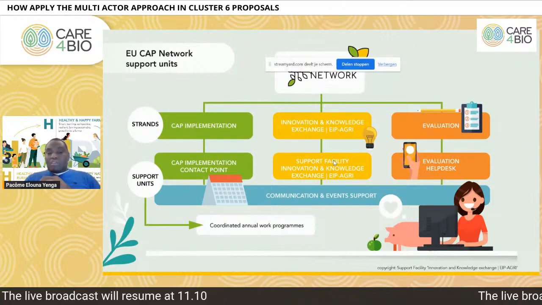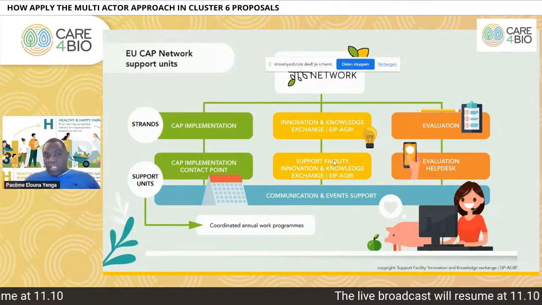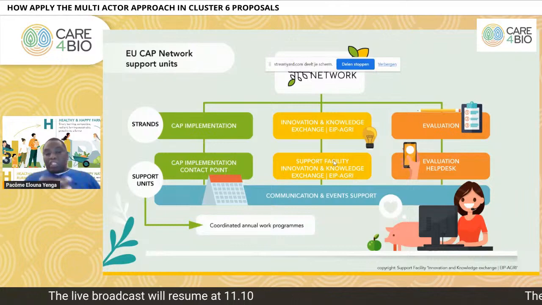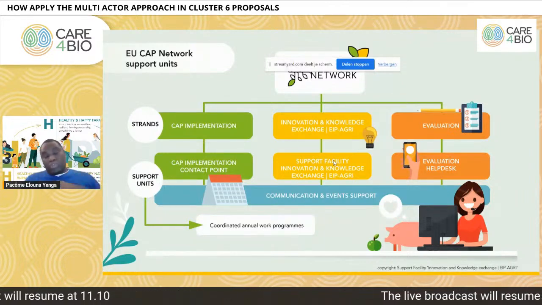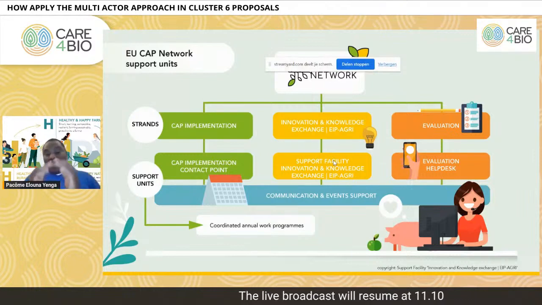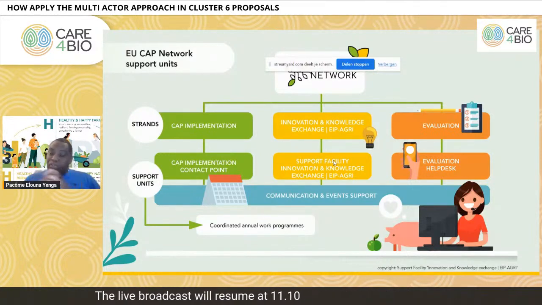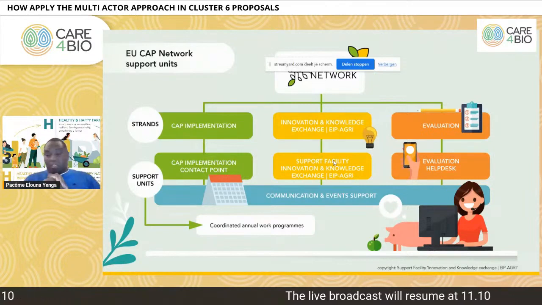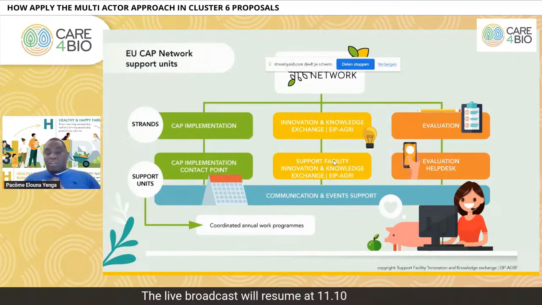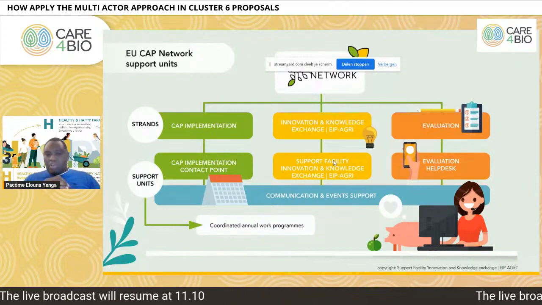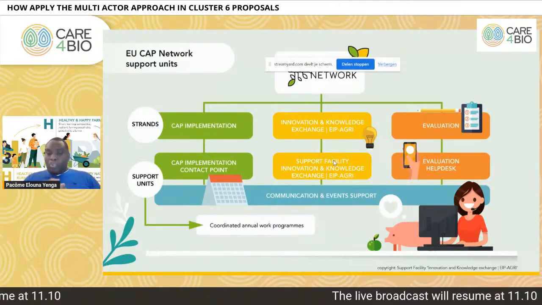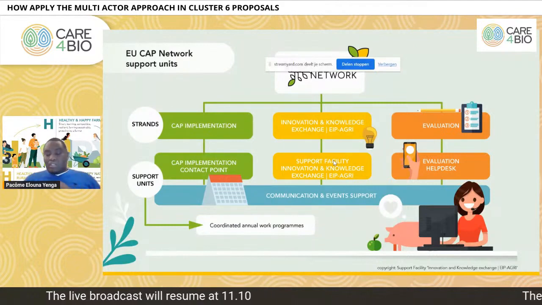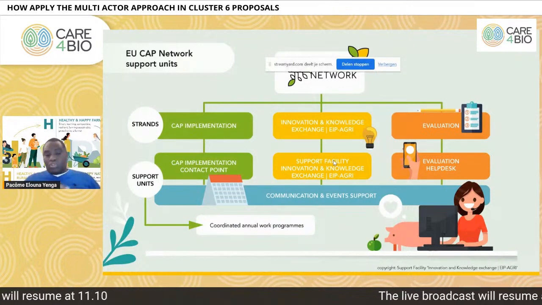And those three strands are also linked with the support facilities. I will say the network support unit, because the contact point that used to be for ENRD is still named contact point. The service point is now the support facility, but dealing with the same service as in the past. The evaluation helpdesk didn't change the name, but there is a fourth component, that is the communication and event support. That one is a new one that is taking care of all communication-related activities in the CAP network, but also the logistics.